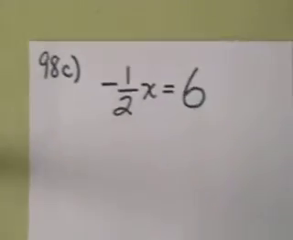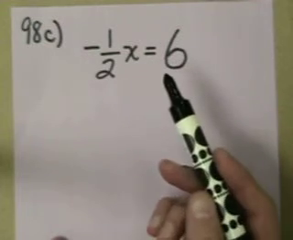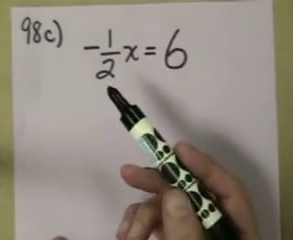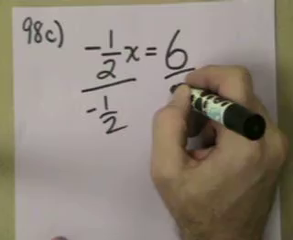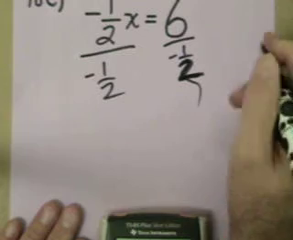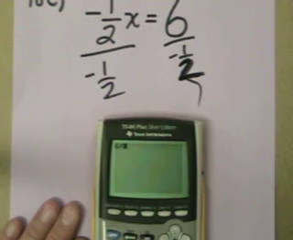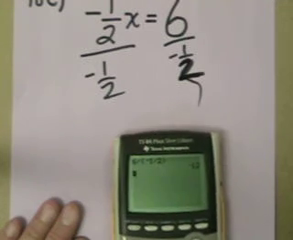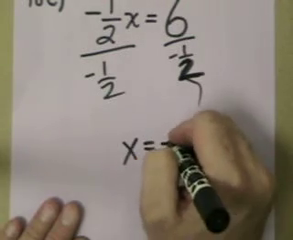This was a different little situation. They said negative 1/2 x equals 6. When we get to this step, we would normally divide by negative 1/2 on both sides. I'm going to do that on the calculator. 6 divided by negative 1/2, and it tells me that the answer is negative 12. So I get x equals negative 12.